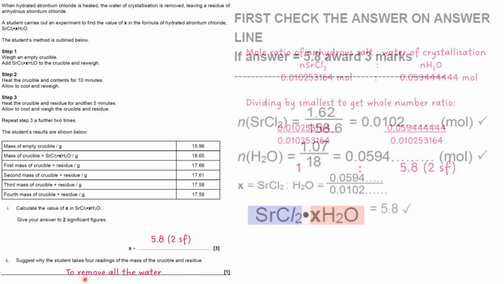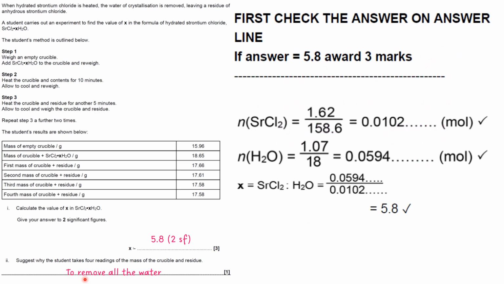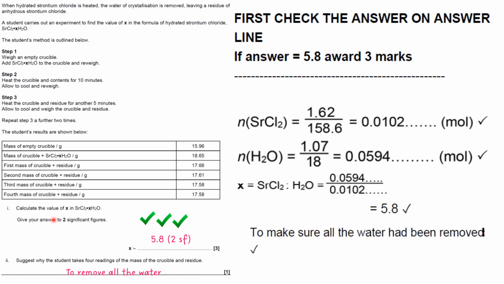So having a quick check of the mark scheme, it says first check the answer on the answer line. If the answer is 5.8, award 3 marks. We obviously came across these numbers as we did our working, and that led us to 5.8, so we get all 3 marks for that particular part. And the second part is to make sure all the water has been removed, and then we get that 4th mark.